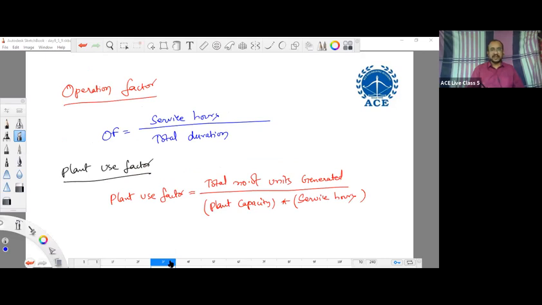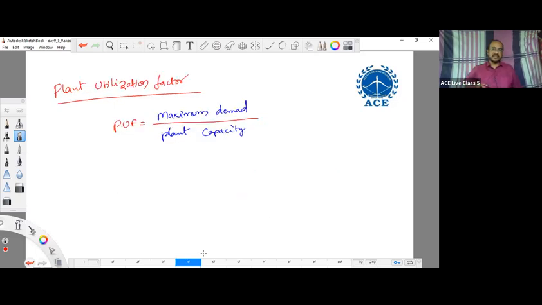Operation factor we have defined, that is service hours. That means the actual time the unit has run for the service hours, by total duration. Plant use factor: how do you calculate it? Total number of units generated by plant capacity into service hours. Here you should take service hours into consideration. Plant utilization factor is the ratio of maximum demand by plant capacity.